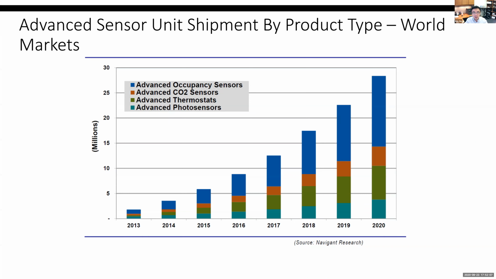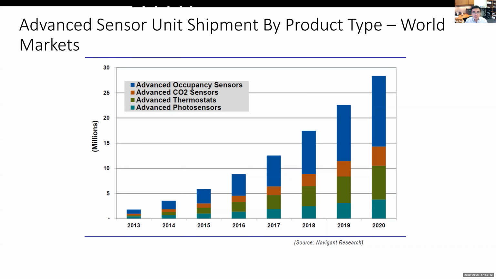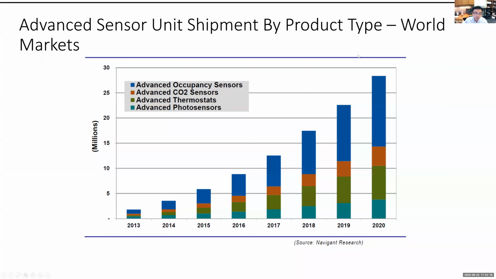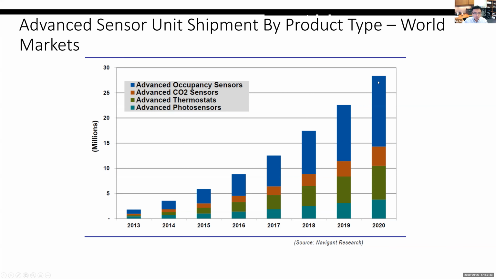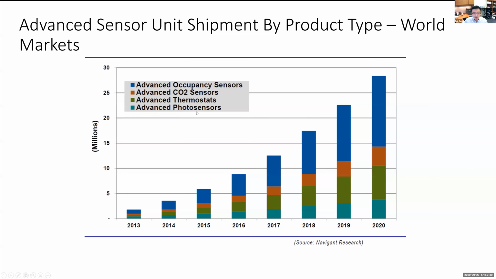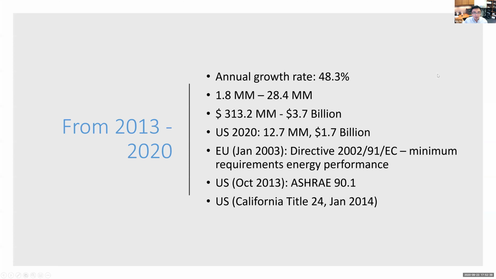So this just gives you a quick example of different kinds of sensors and the unit shipments by product type in millions. So let's say occupancy sensors grow really fast. It's around 15 to 20 million units shipped. We have the carbon dioxide sensors, thermostats, and photo sensors. That shows a steady, fast growth of sensor shipments worldwide.